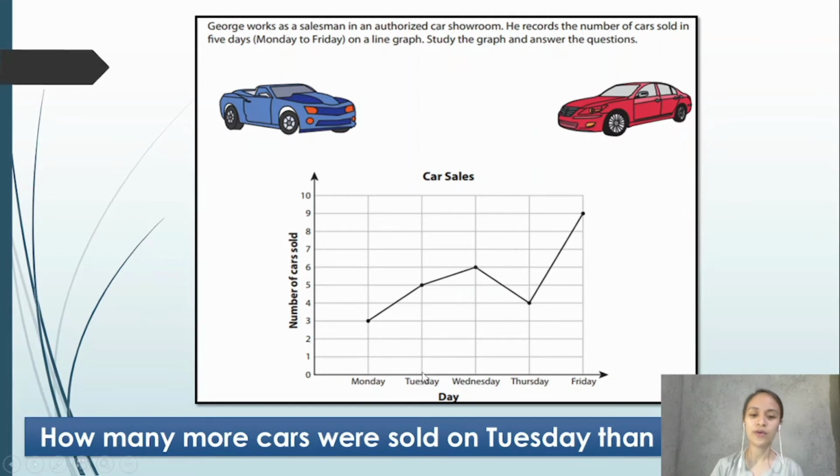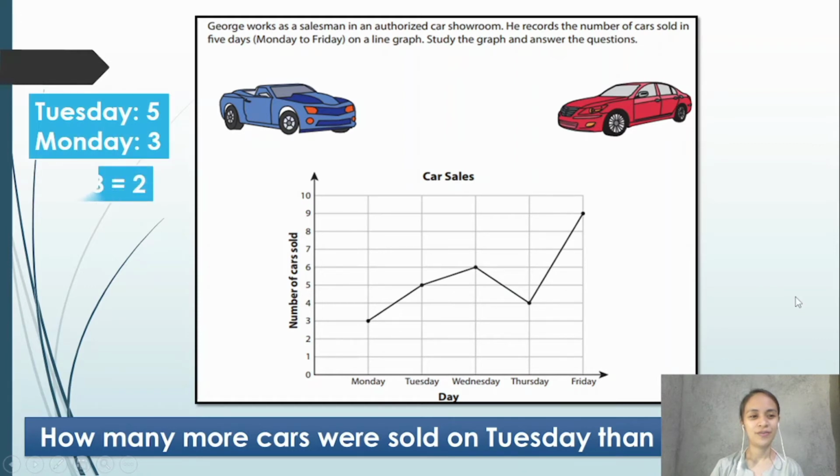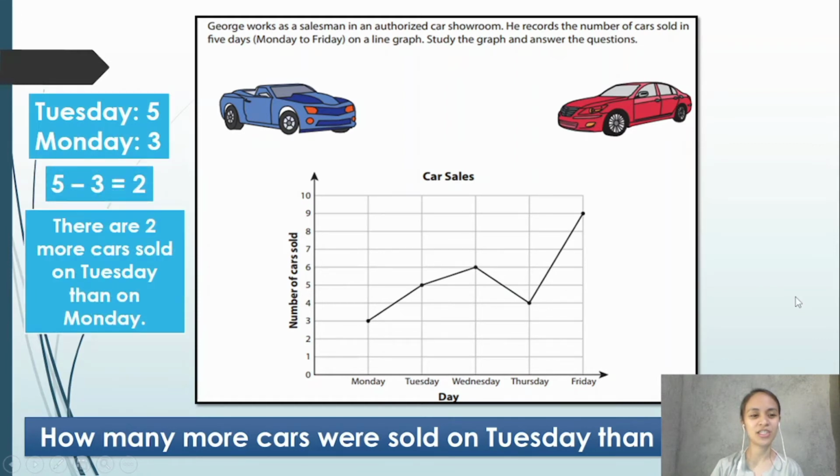Yes. We will just subtract the total number of cars sold on Tuesday, which is 5, minus on Monday, which is 3. So, 5 minus 3, which is equal to 2. So, there are 2 more cars sold on Tuesday than on Monday.